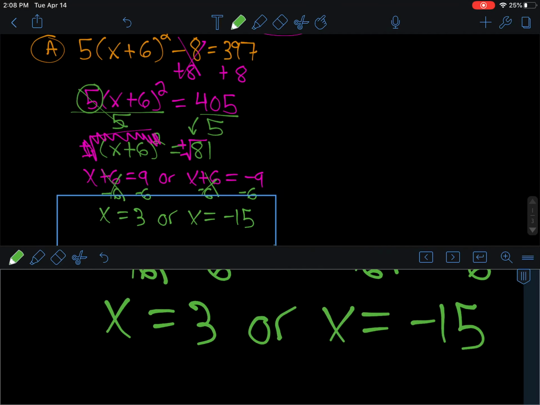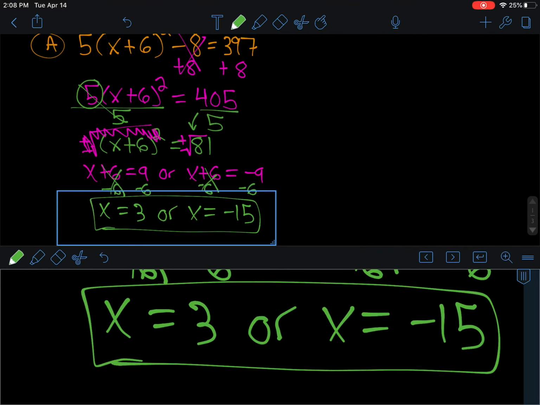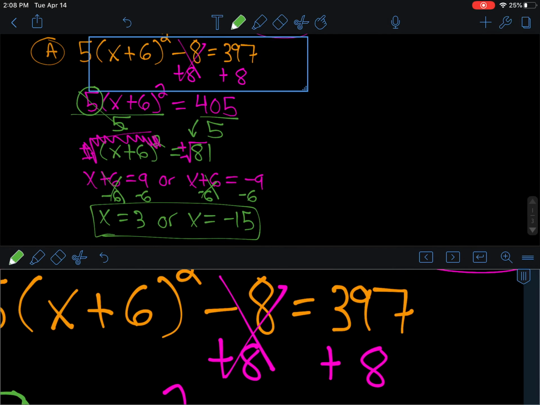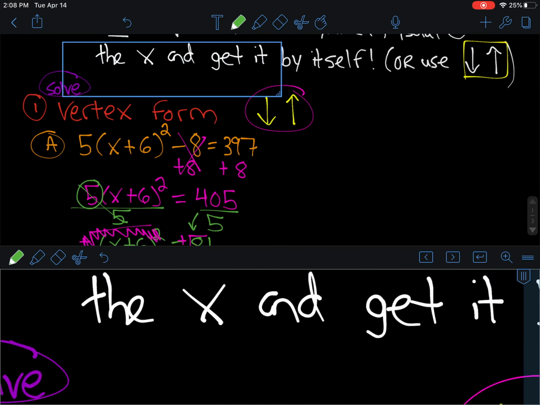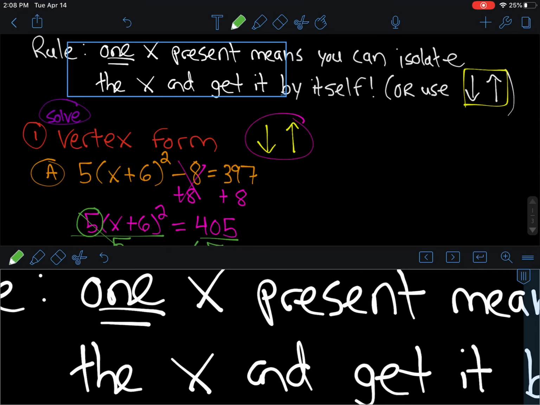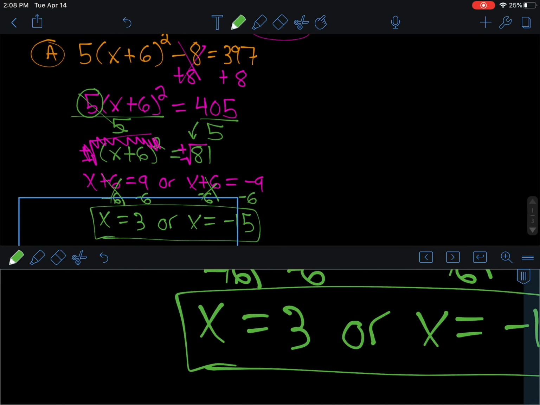So these are your x-intercepts. If you were going to graph this, if you got everything on one side and graphed it, those would be your solutions. If you're solving, you're trying to get x by itself. Now you can get x by itself whenever there's one x present. Otherwise, if there's more than one x present, then you're going to have to use the quadratic formula, or with factored form, if it's in factored form, you can just do opposites, which I'm about to show you right now.